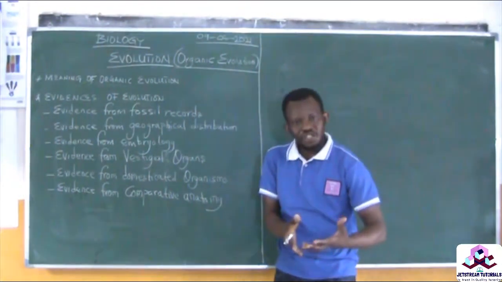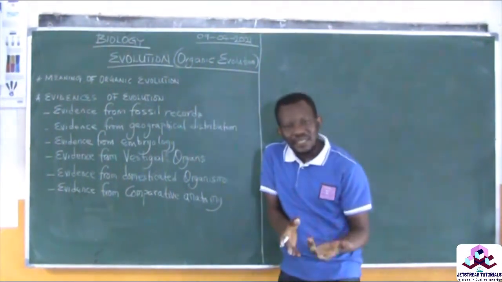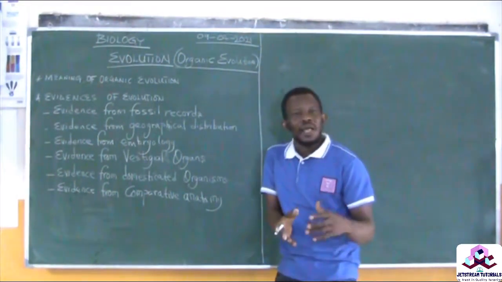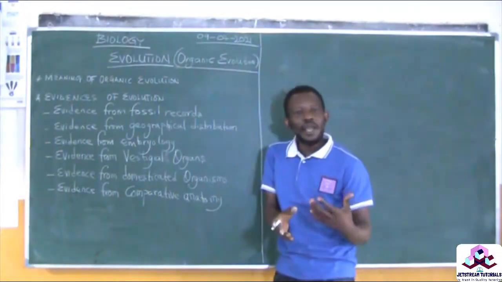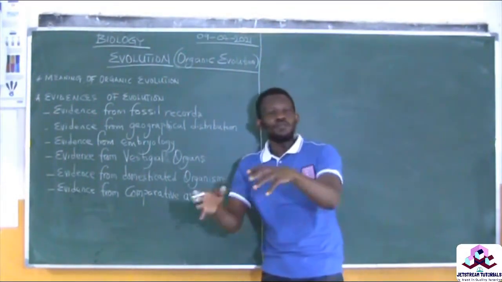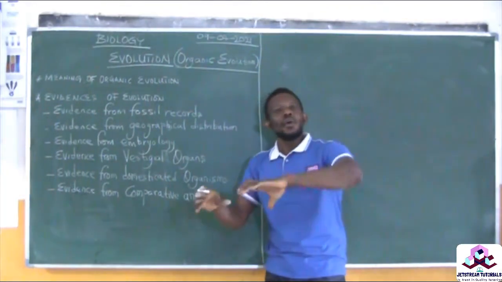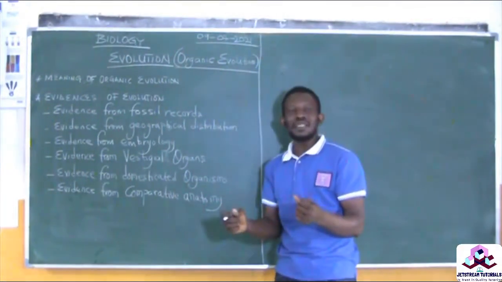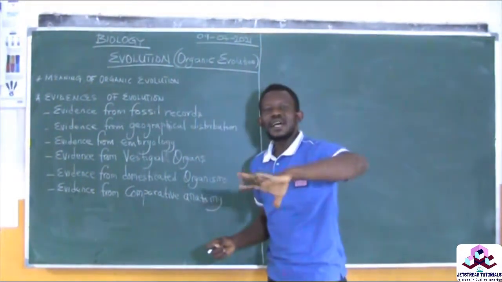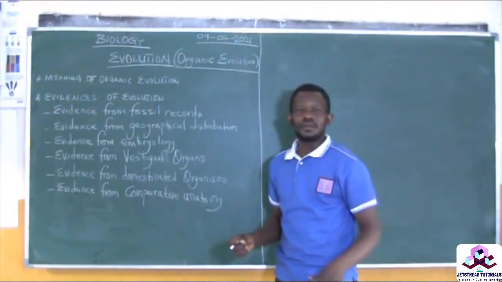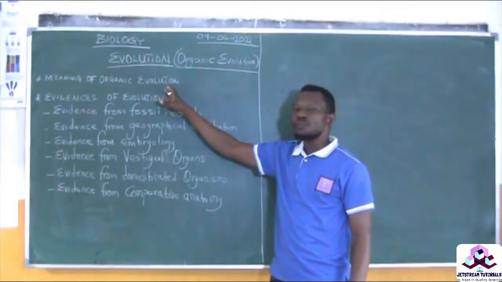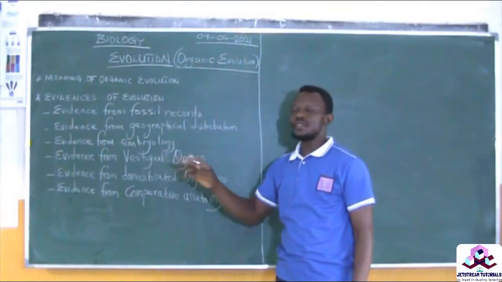So this is how it is. A change from a less complicated form, less competitive form, less developed form, to a more developed, more competitive, more suitable form, so that whatever comes in as an adverse effect could be phased out. That is what organic evolution means.